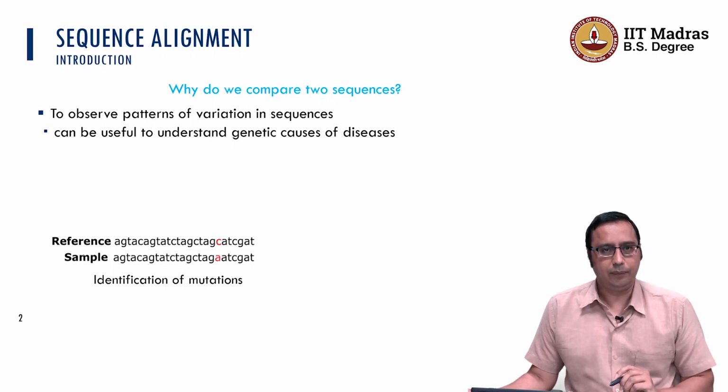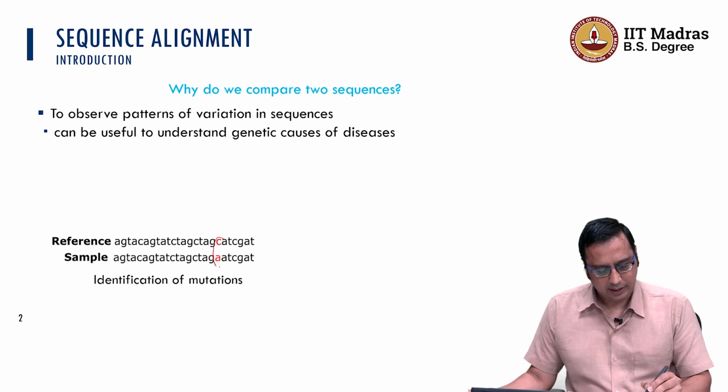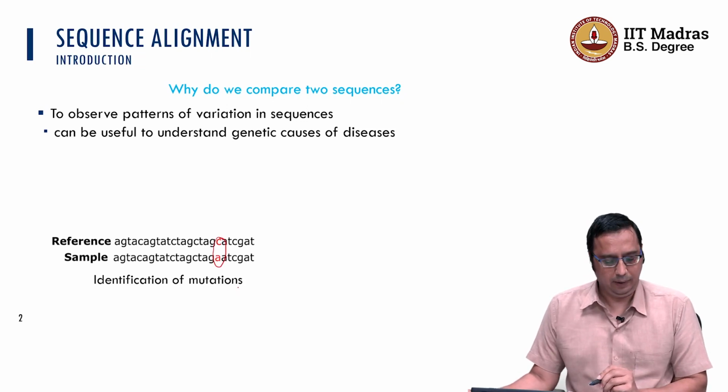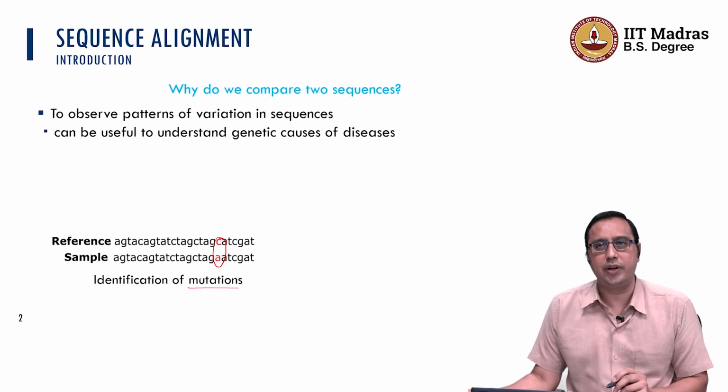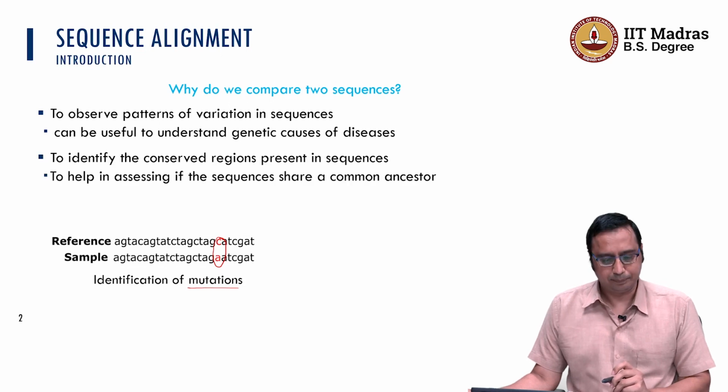Take this example. Here we can compare a reference sequence with a sample sequence, and when we see that at this particular point C is changing to A, we can identify a mutation or a set of mutations in the sequence in a particular disease.